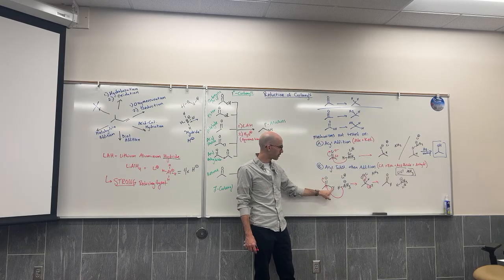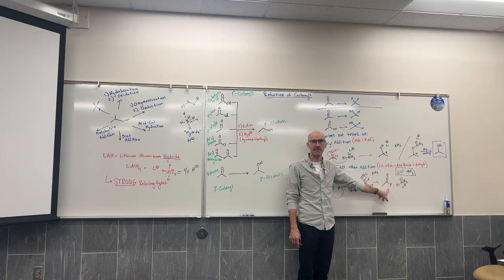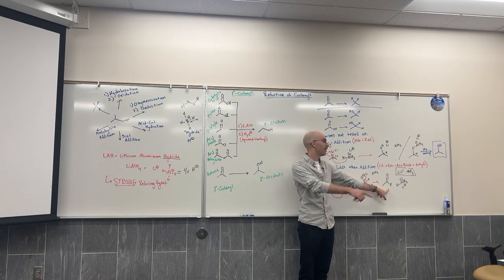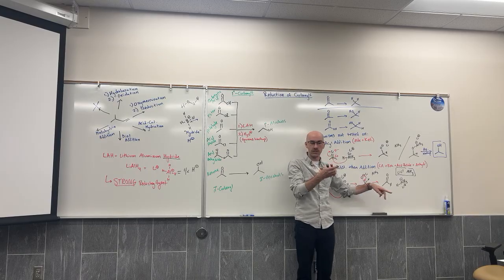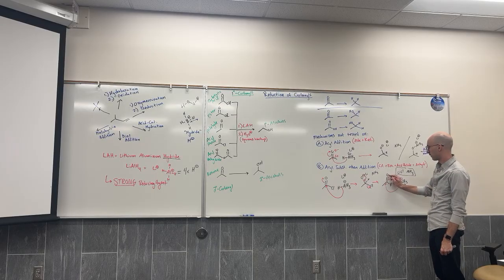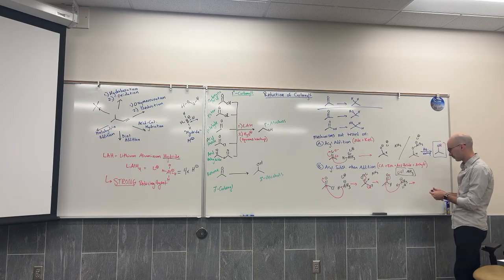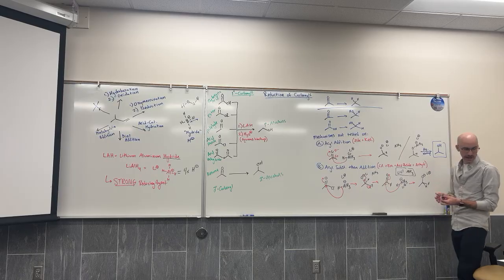Any of our other groups, those groups that have those side chains get kicked off, and look at what I'm left with. An aldehyde. And we already know that aldehydes can be reduced by just a simple acyl addition. And so this aldehyde gets reduced further. And then, of course, we have our aqueous workup.